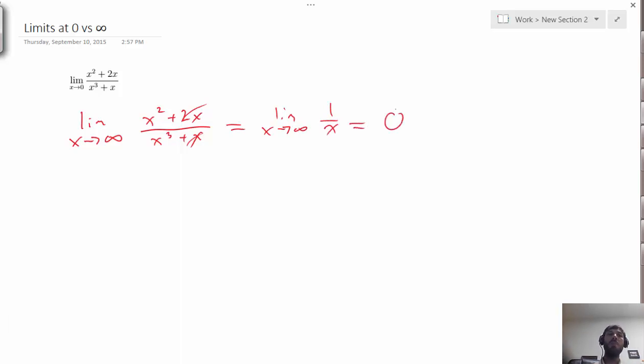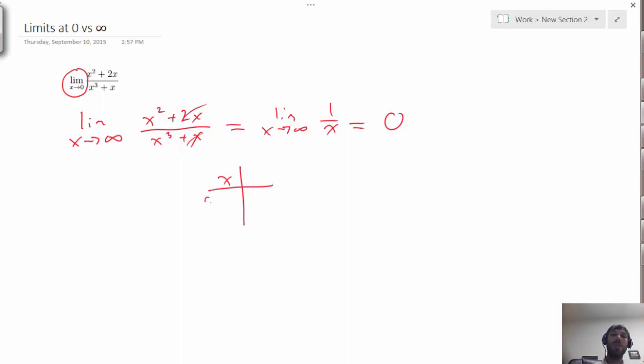Right? But the problem here is in this quiz question, it's actually a limit as x goes to 0 of this ratio. And we cannot apply the same sort of reasoning because actually as x goes to 0, the x squared goes to 0 faster than the 2x. If you don't believe me, try computing a few values.